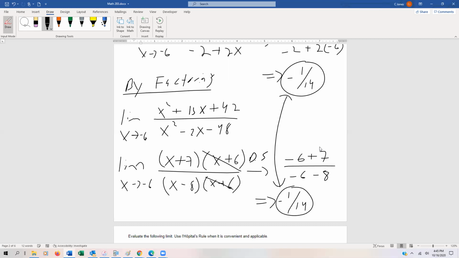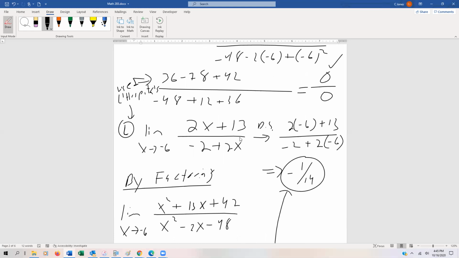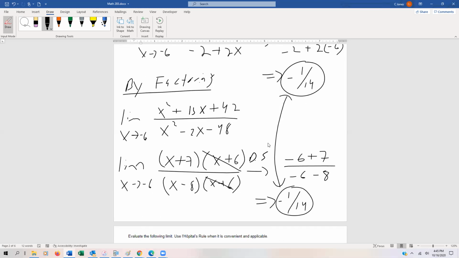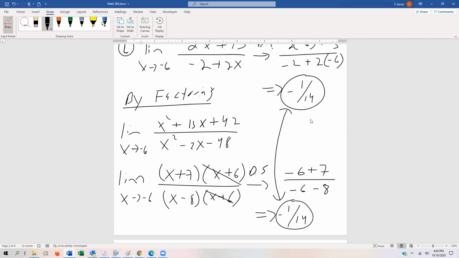Clearly, we get the same answer. This is an example where L'Hopital's rule is probably not as beneficial as factoring. In fact, they probably take about the same amount of time to work with. However, L'Hopital's rule applies, as does factoring, so we can go ahead and just check the answer. Now, in later examples, we're not going to be able to check the answer. We're just going to have to rely solely on L'Hopital's rule. And of course, we could check the answer by utilizing our calculators.